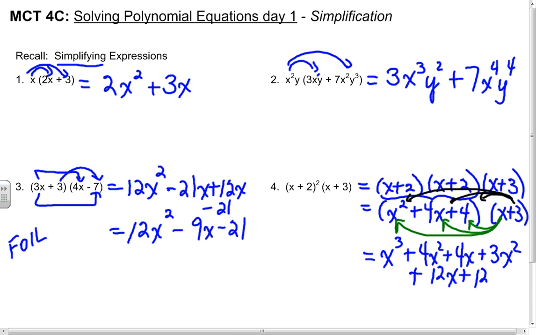So I've done the multiplication. I'm just going to simplify by putting like terms together. I have 1 pile of x cubes. I have 2 piles of x squareds totaling 7x squared. 2 piles of x's, I have 16x and the number 12.